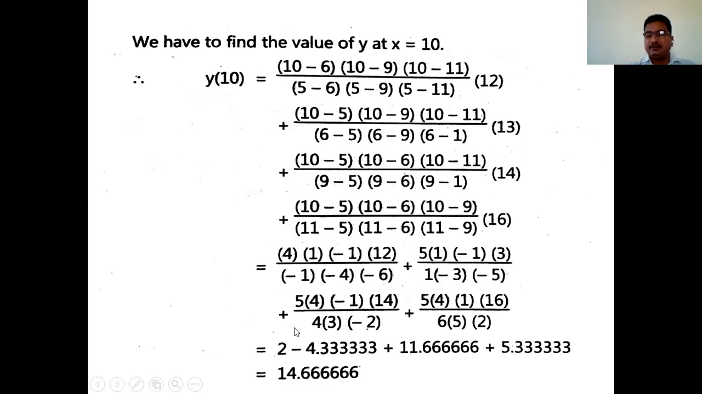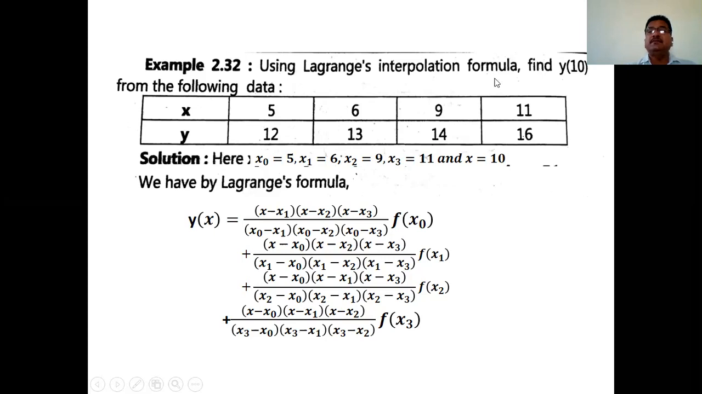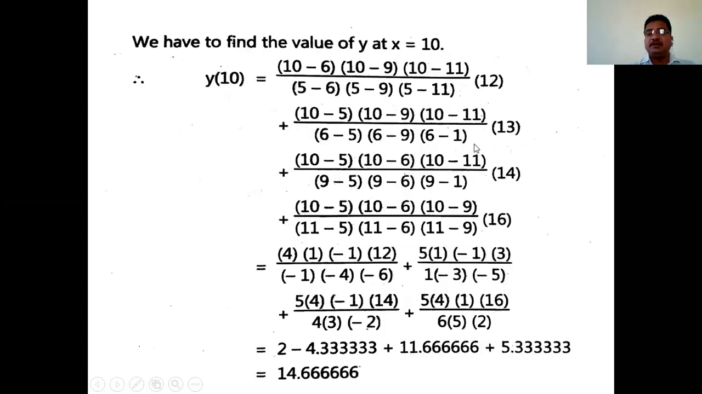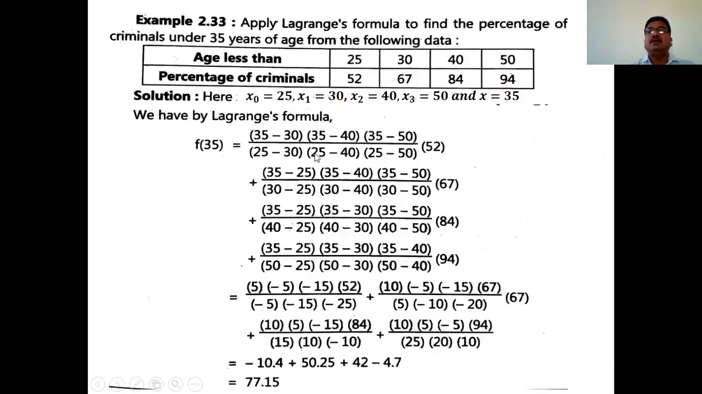This is the y10. So if we observe in the table, here is 10, and the value is what? In the table, the values of y are increasing, and so the value at 10 must lie between 14 and 16. And so what is the value? 14.66.